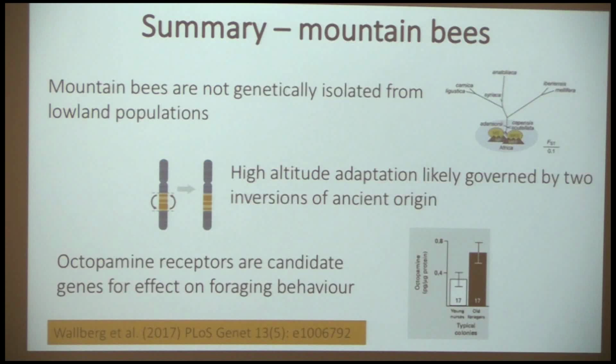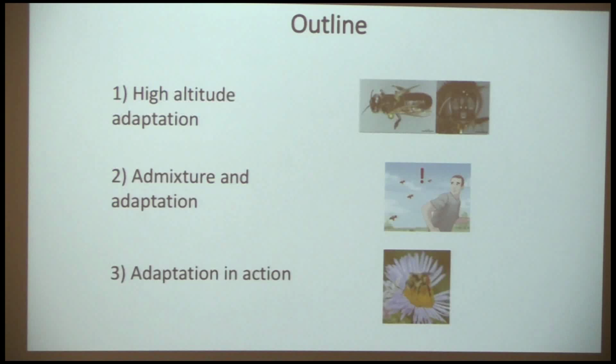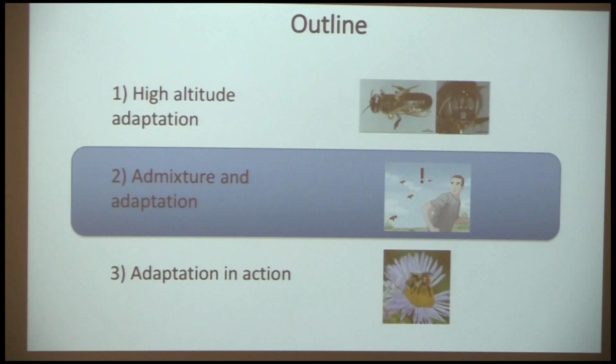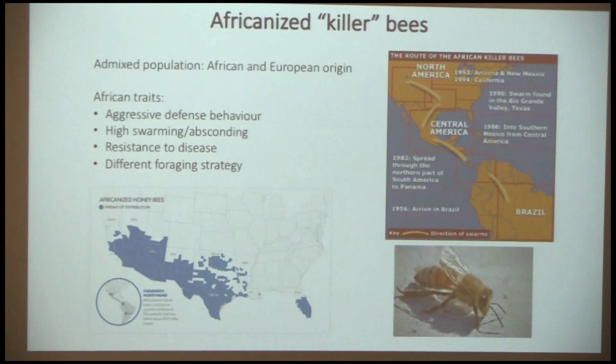Okay, so the next thing I was going to bring up was work I've been doing on the process of admixture and adaptation using Africanized bees, which are found in South America mainly. Africanized bees have been called killer bees. They're an extremely aggressive type of honeybee that is found across the Americas. They're known for aggressive hive defense behavior, and they're more prone to swarming. They're also more resistant to disease, and they have a different way of foraging compared with European bees.